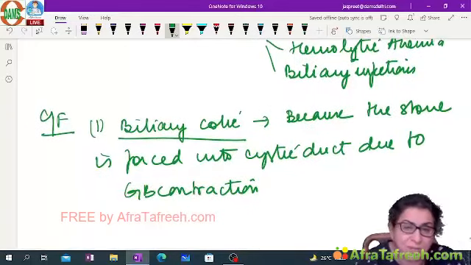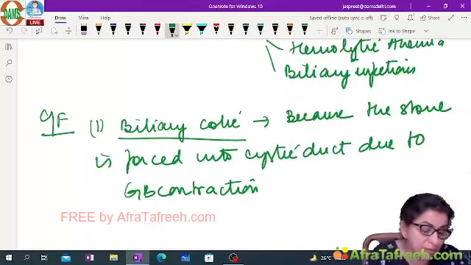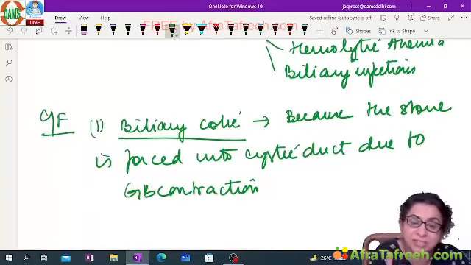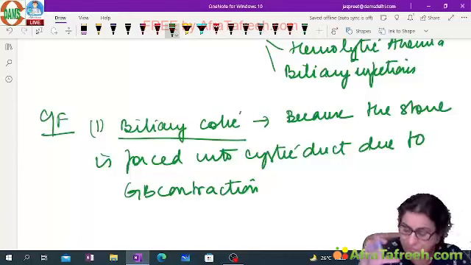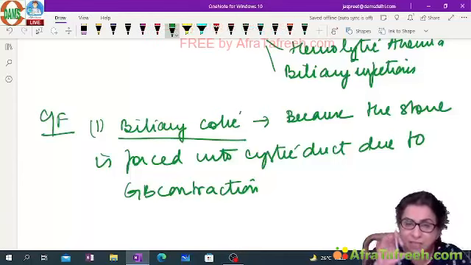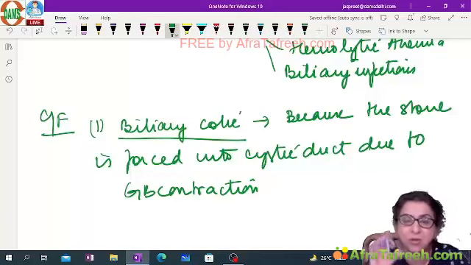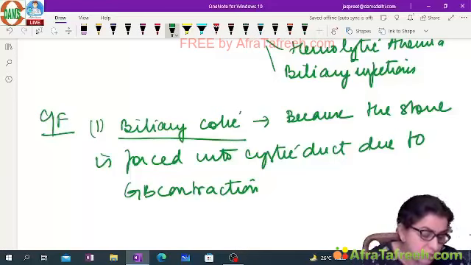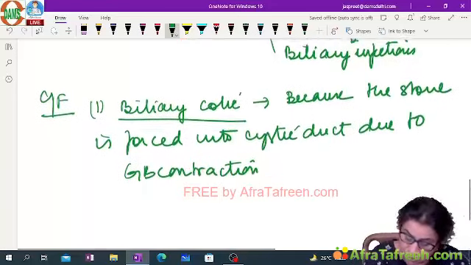And this gallbladder contraction is because of a fatty meal. The patient has taken a fatty meal. Following the fatty meal, there is neurohormonal activation. That neurohormonal activation contracts the gallbladder, and from the gallbladder the stone is pushed into the cystic duct, and that causes biliary colic. So forcing the stone into the cystic duct, that is biliary colic.